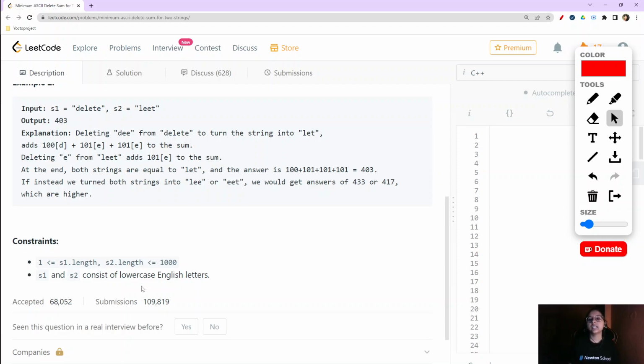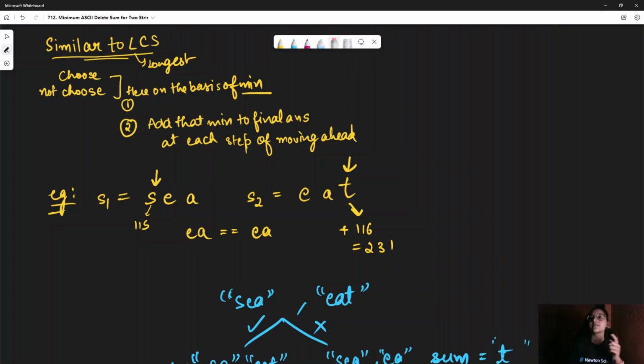So now let us go ahead with how we are required to do this particular question. Here I have given the explanation. It is similar to LCS, where we were having the longest common subsequence, and there also we were about to say choose or not choose.